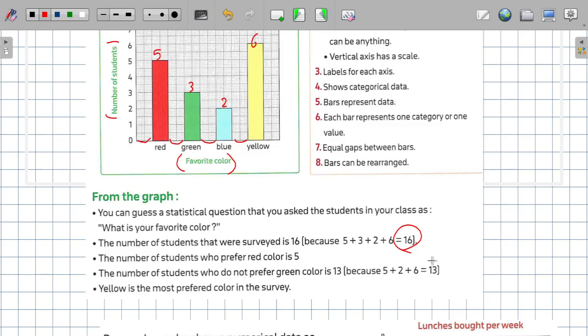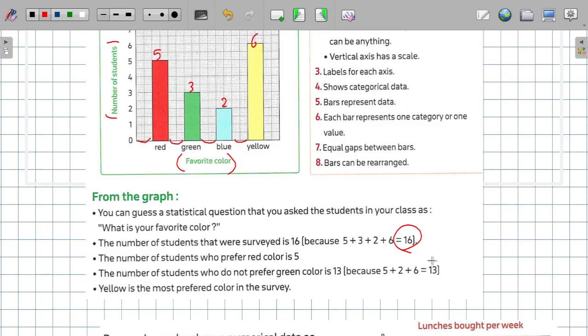Okay, so if I want to know the number of students for every color, right, like red, green, blue, yellow, so I can say that the number of students who prefer red is 5. Okay, so the number of students who prefer green is 3. The number of students who prefer blue is 2. The number of students that prefer yellow is 6. So I can say anything about every data for itself, okay?